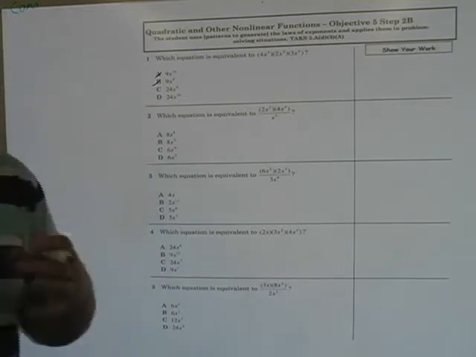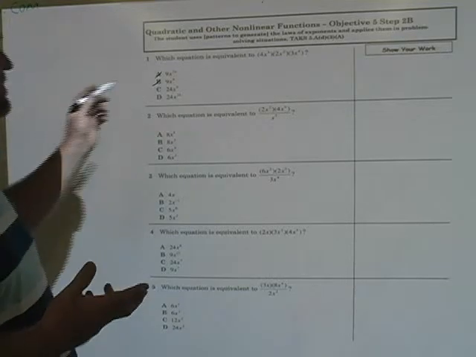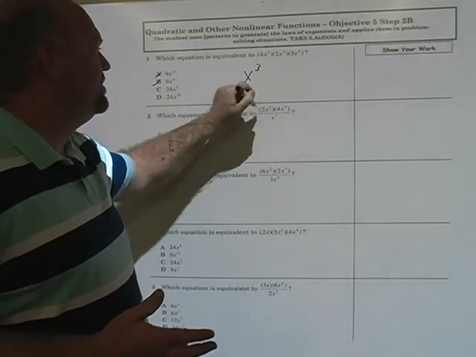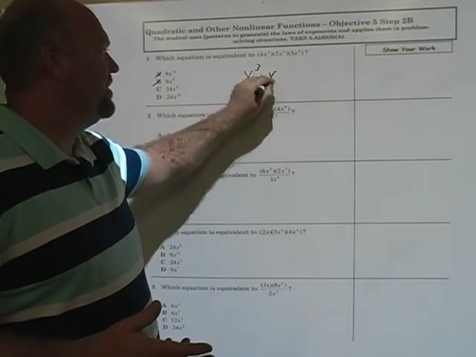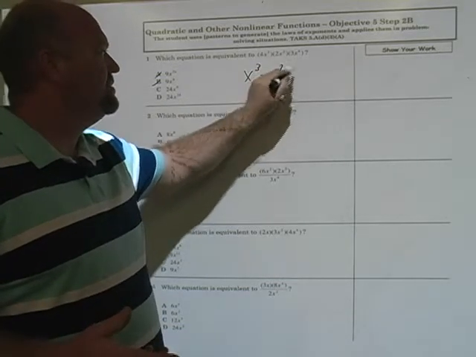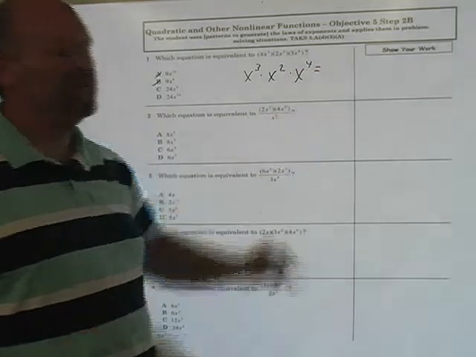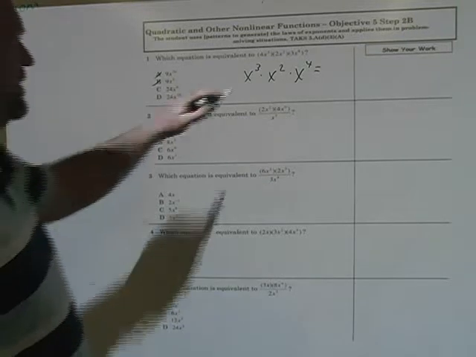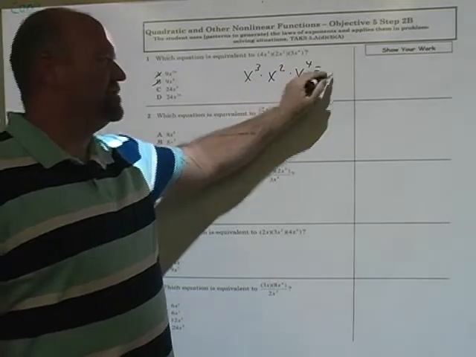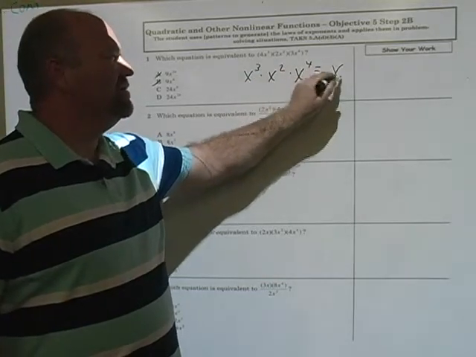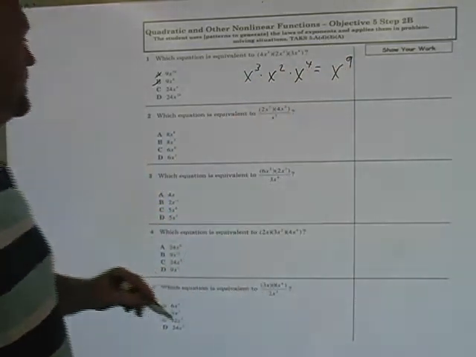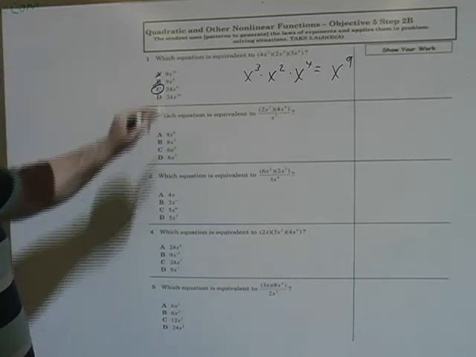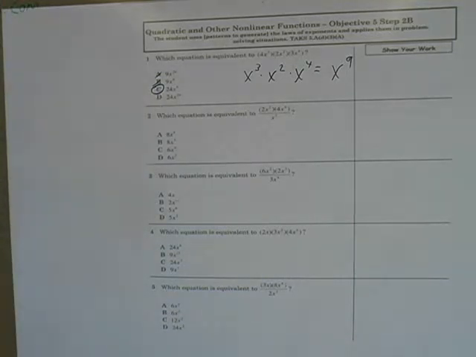But then the rule for multiplying exponents, x cubed times x squared times x to the fourth, is that you add the exponents. Whenever you have like bases like x, you just add the exponents. 3 plus 2 is 5. 5 plus 4 is 9. So x to the 9th. And there's your answer.